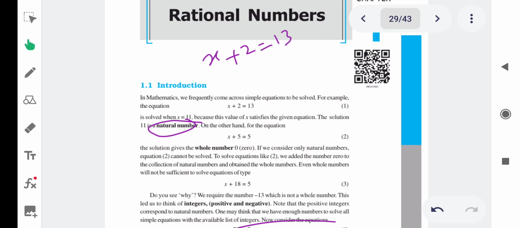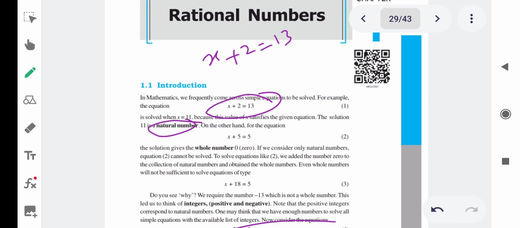Now suppose we have an equation. We'll come across an equation of the form x plus 2 is equal to 13. So x is a variable. Now what do we have to substitute to satisfy left hand side equal to right hand side? Okay, so for example, I have a number x that I don't know. If I add 2 to that, I will get 13. So what should be the x?